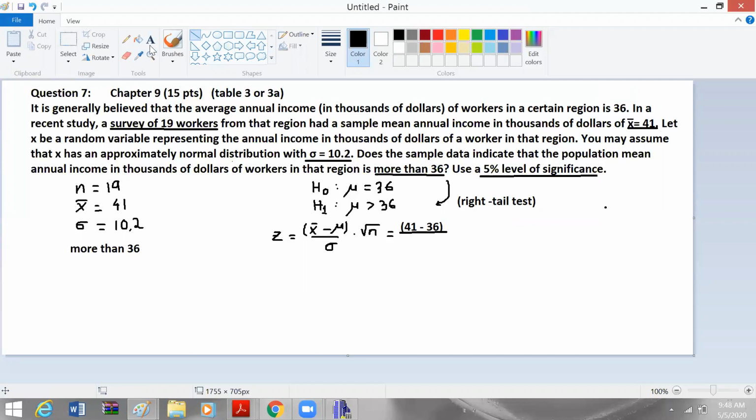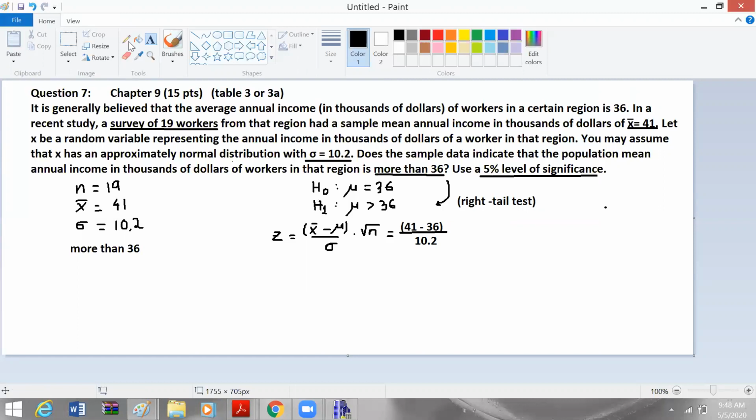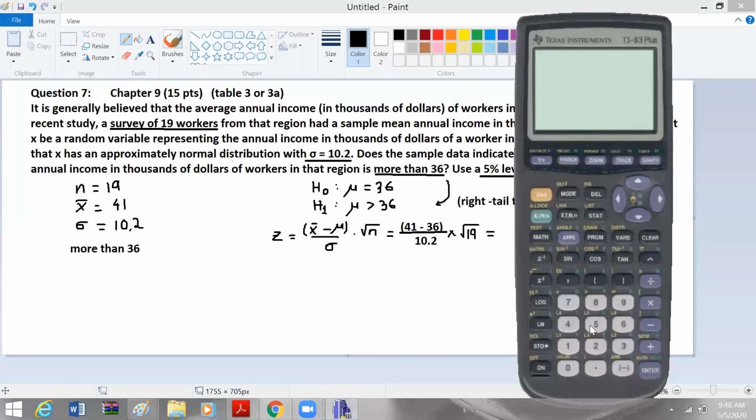Okay, so that'd be 10.2. And then we multiply by radical n. The radical n that we have here is 19. So for the answer, we're going to use a calculator. Again, we take 41 minus 36, close the parentheses, and divide it by 10.2 again. Then we multiply by radical 19, right? And then we hit equal.